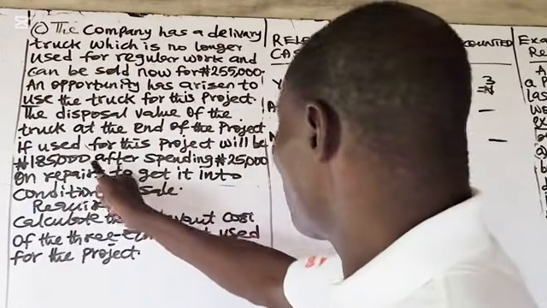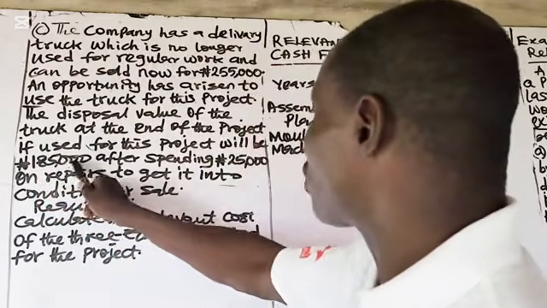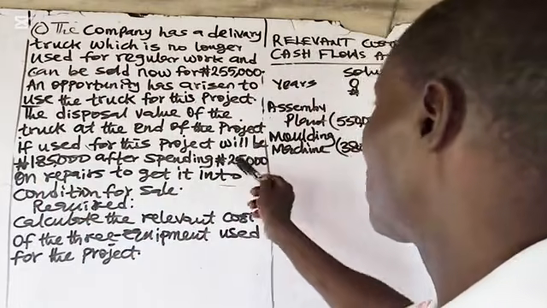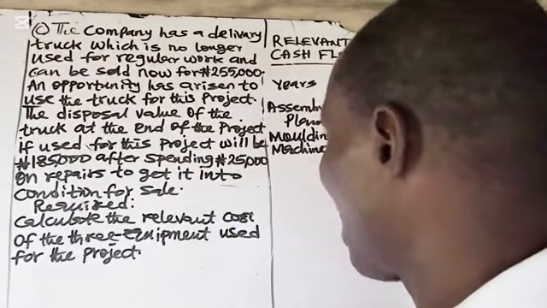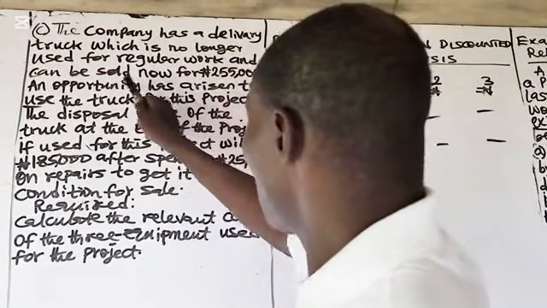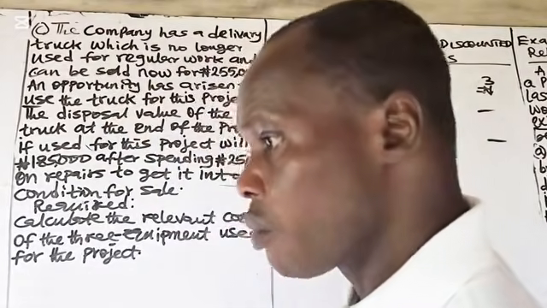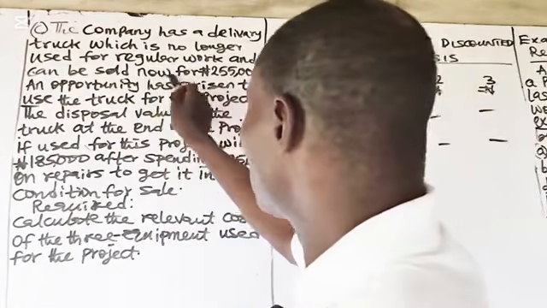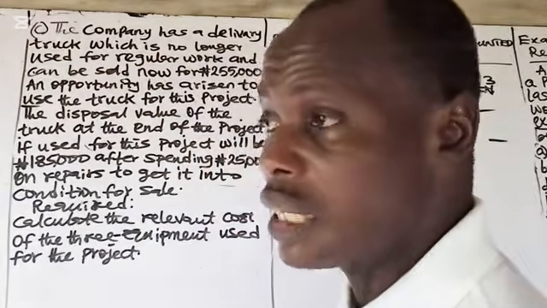But at the end of the project, you have the net realizable value to be 185,000 minus 25,000, which will give us 160,000. That will be treated as an inflow at the end of the project life. The disposal value now, you were told it could be sold now. Any information that is about now will be used in year 0 in capital expenditure decision.